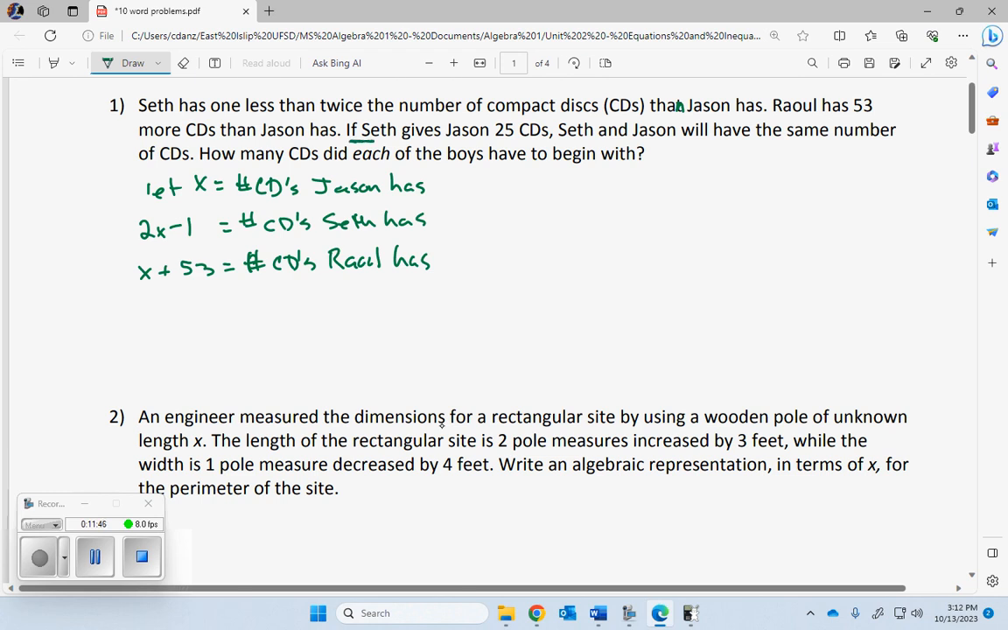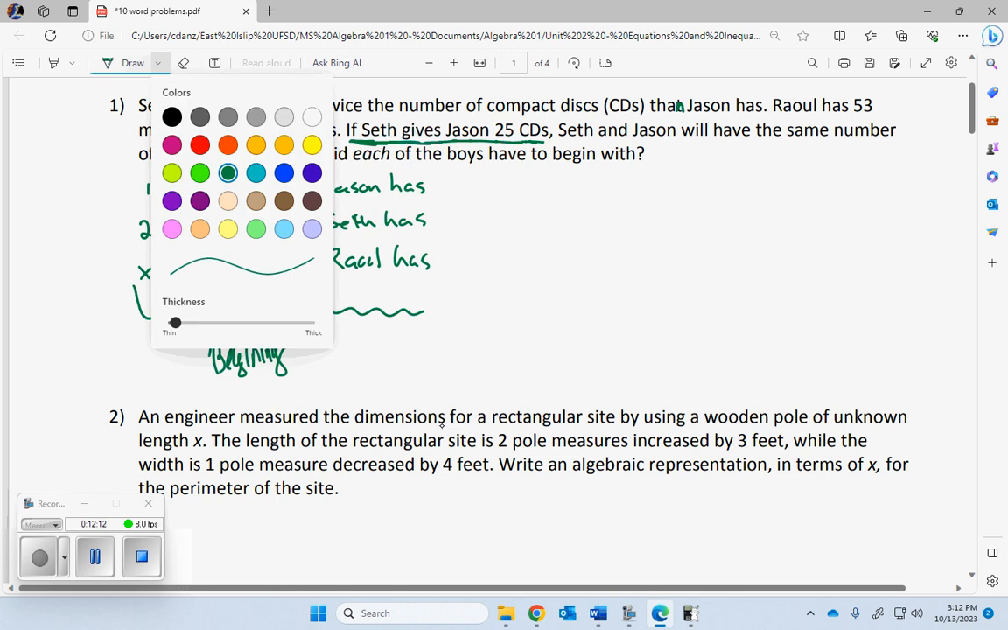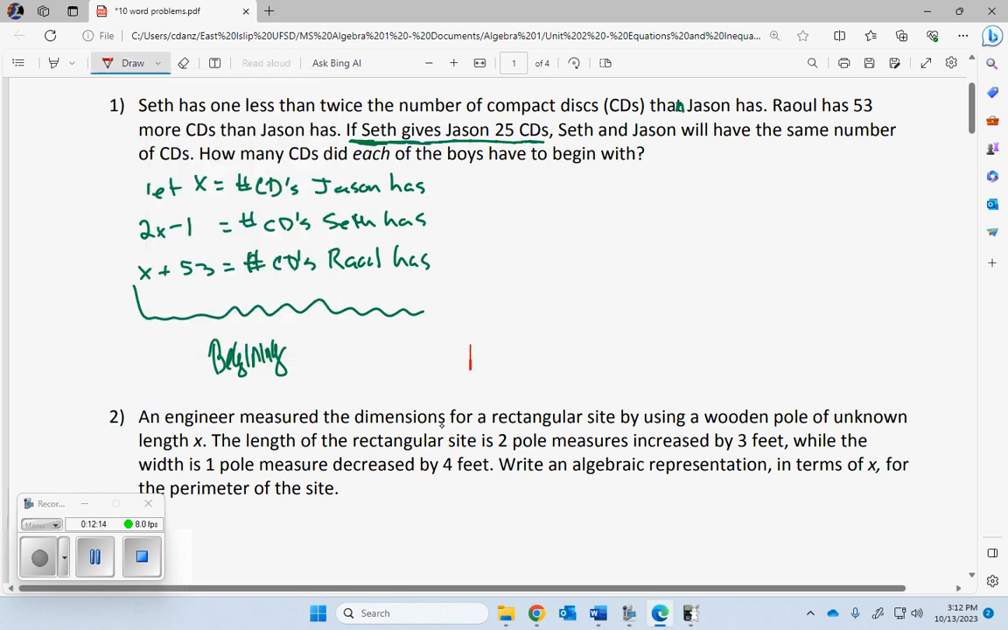This part of the problem helps us write our equation. If Seth gives Jason 25 CDs, okay, so maybe we want to label all of these let statements as in the beginning. In the beginning, this is what they have. Maybe we'll have different let statements for afterward.